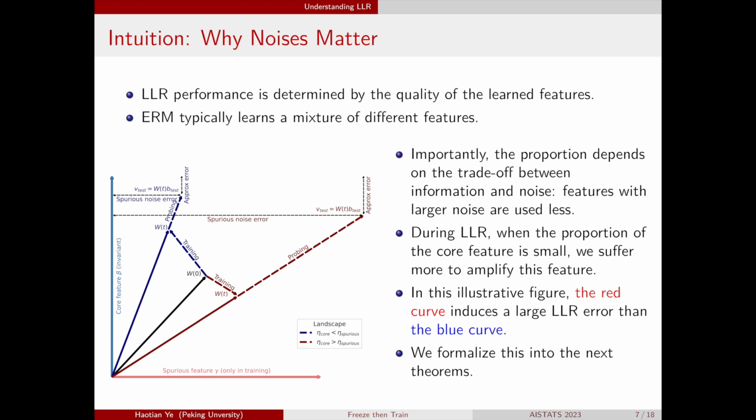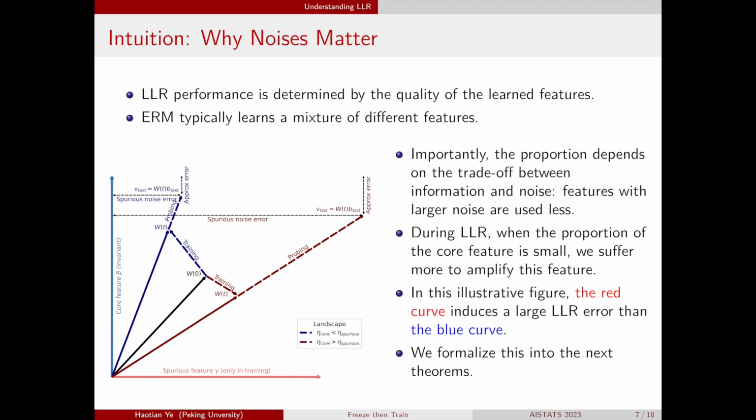You can see from this illustrative figure, there are two optimization curves. One is the red one and the other is the blue one. The red curve is trained when the core noise is much larger. This makes the ERM model focus more on the spurious features, and as a result, when retraining the last layer, we suffer more from amplifying the core features because now you can see the spurious feature is simply a noise term. On the contrary, the blue curve is trained when the core noise is smaller. And as you can see, during training, we do not need to suffer much from amplifying the core features because ERM already focused much on it.